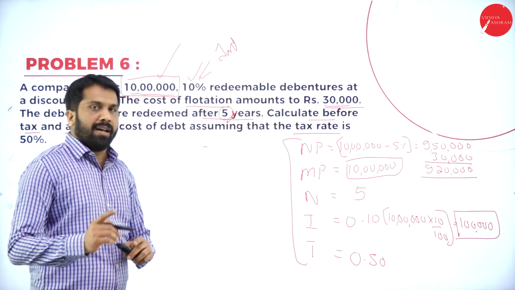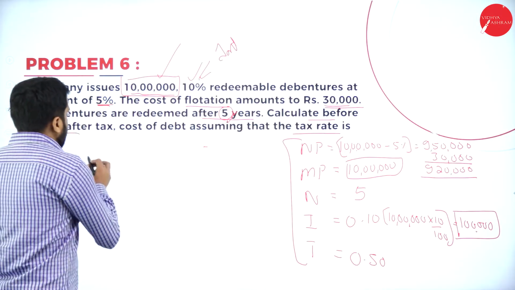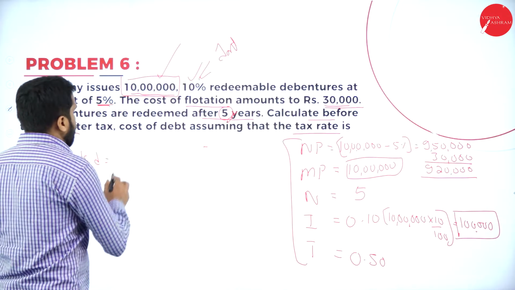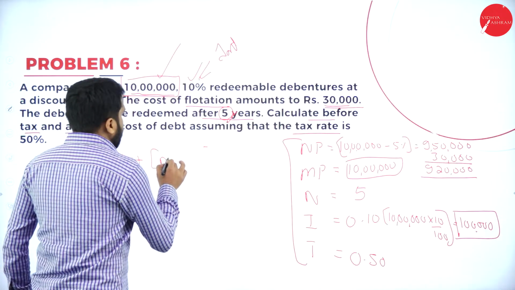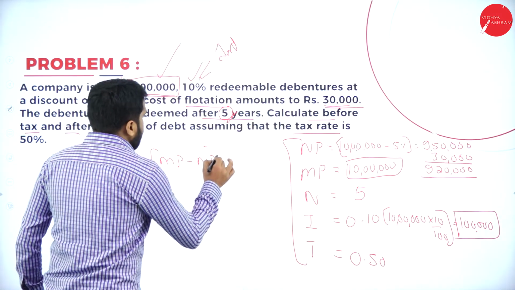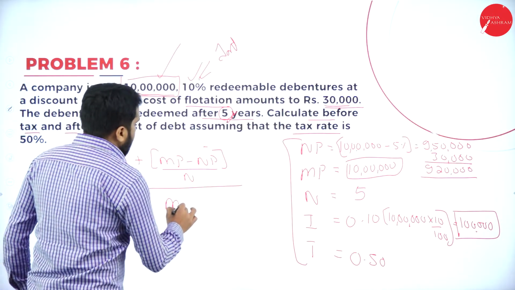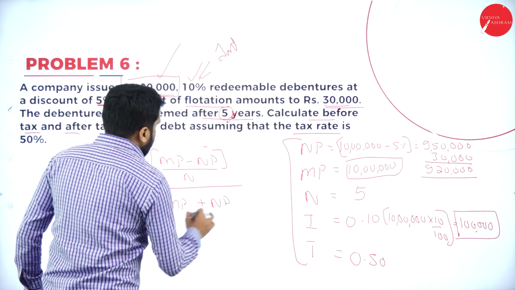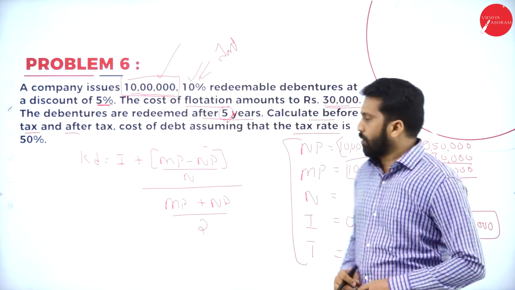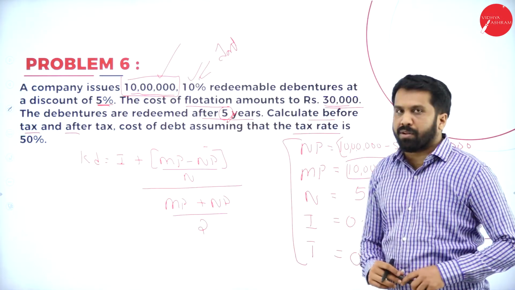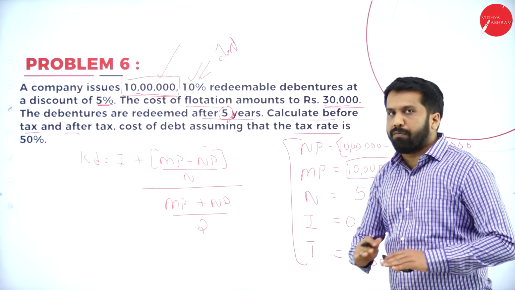What is your formula? I'll go for with tax, without tax. If without tax, what is the formula? Remember, cost of debenture is equal to I plus, in this, your MP minus NP divided by number of years, whole divided by MP plus NP divided by 2. This is your formula. Hope you understood. Any doubt in this? Hopefully, no doubt.